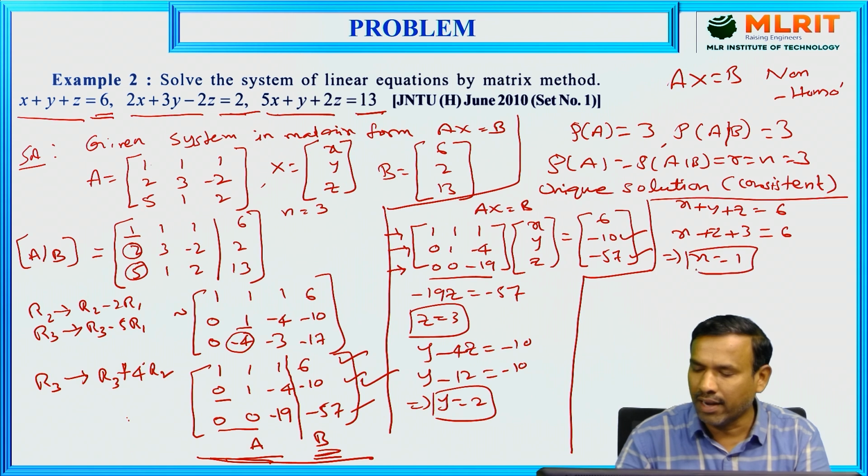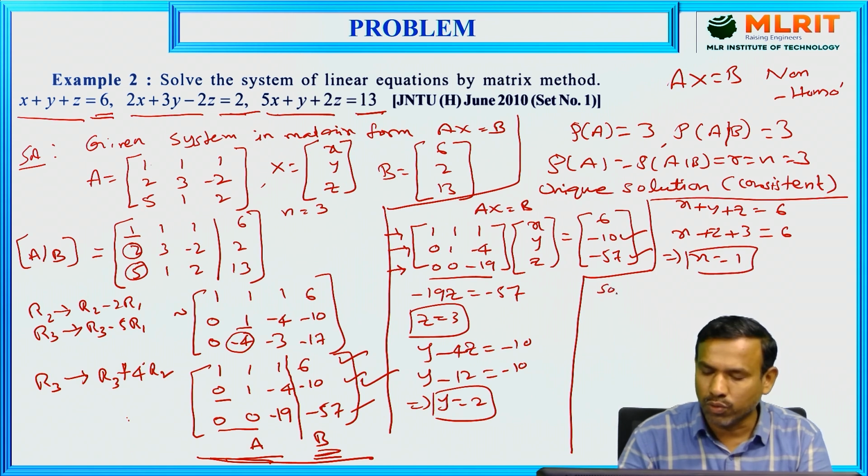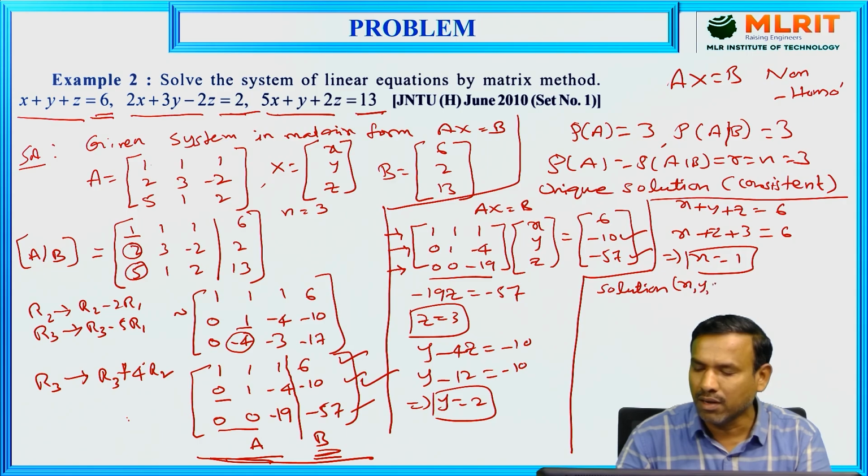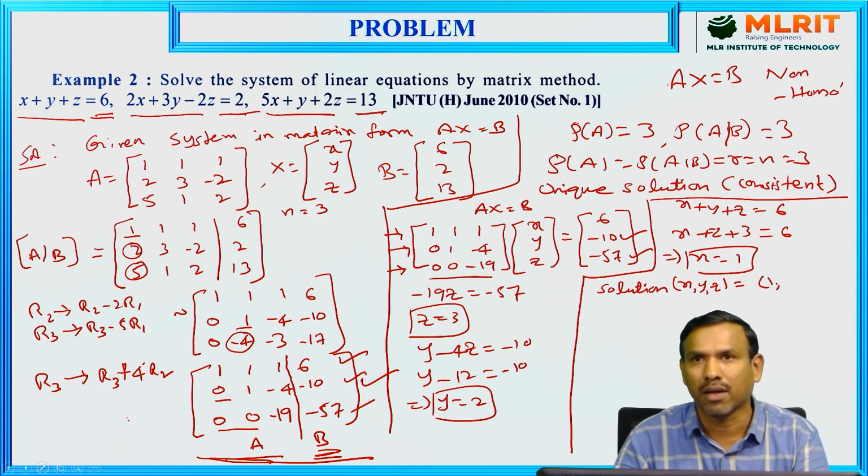So finally, you should clearly write what the solution is. Solution means the values of the unknowns x, y, z which can satisfy all the equations. The x value is 1. You should write in the proper order: x value first, 1, y value 2, z value 3. So this is the solution.